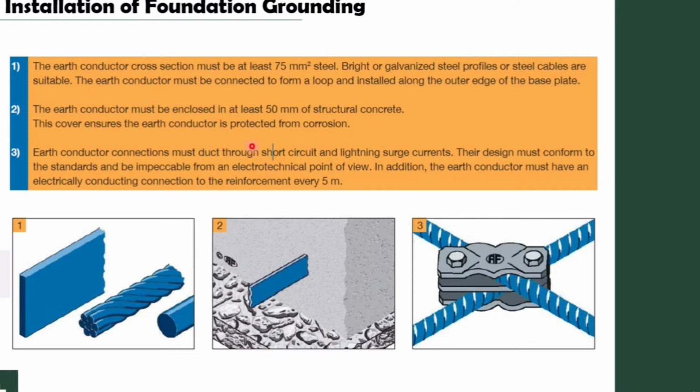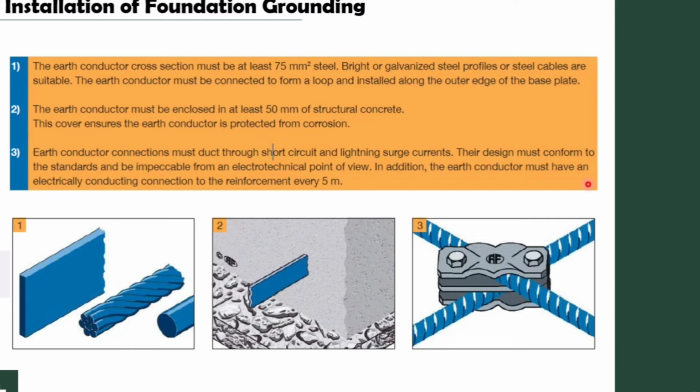And here also are the main rules for installing the foundation grounding. Number 1. The earth conductor cross-section must be at least 25 mm. Steel, bright or galvanized steel, profiles or steel cables are suitable. The earth conductors must be connected to form a loop and installed along the outer edge of the base plate. Number 2. The earth conductor must be enclosed in at least 50 mm of structural concrete. This cover ensures the earth conductor is protected from corrosion.